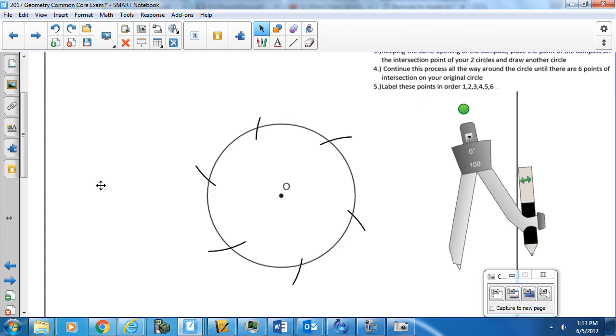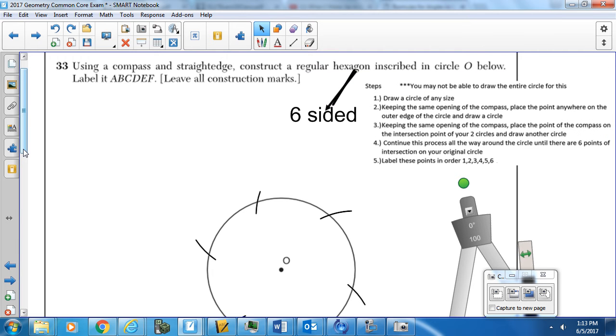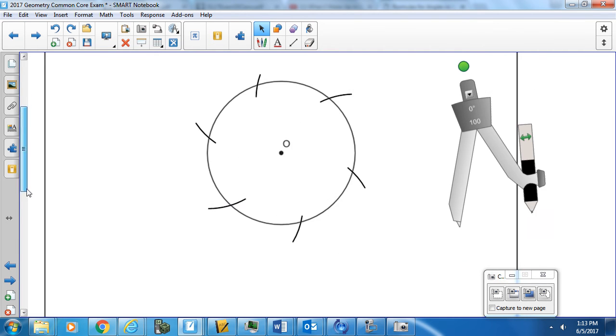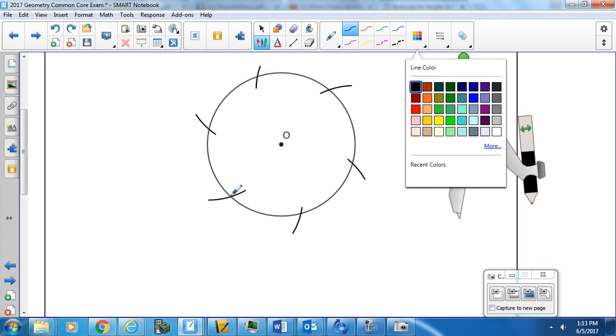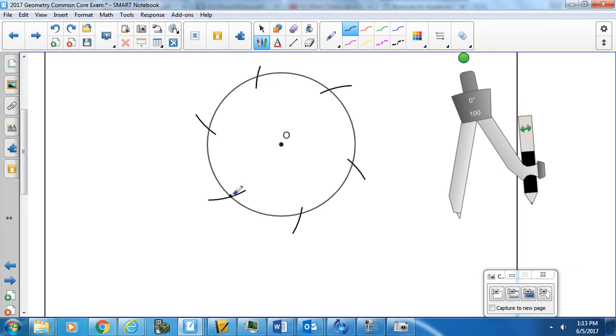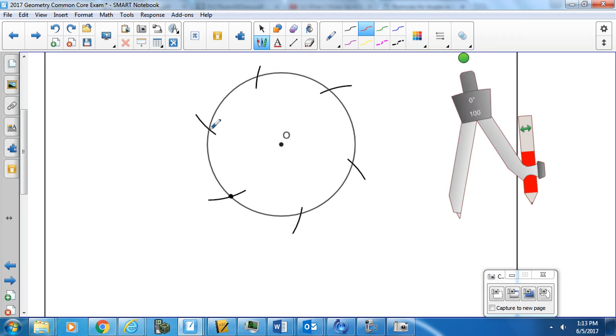All right, so what you're going to do now is, I said to label the points 1, 2, 3, 4, 5, and 6. Actually, here it says label it A, B, C, D, E, and F. So we're going to go ahead and do that. Make sure you put your points there, because I know students, they get this far and start connecting the ends of the lines and doing things they're not supposed to do. So put the point where the circle intersects the arc, or where the arc intersects the circle. We're going to connect these points.